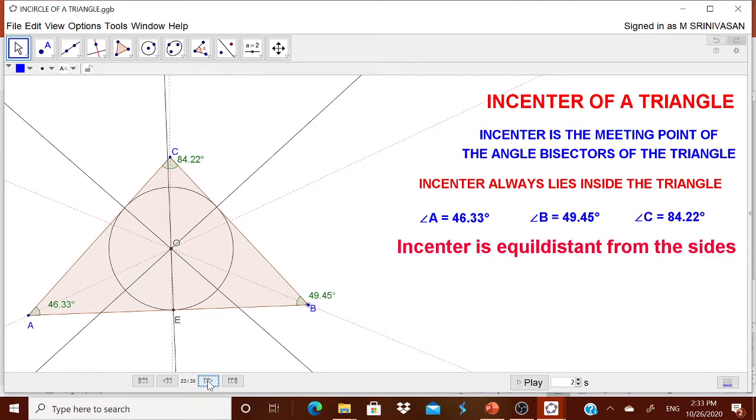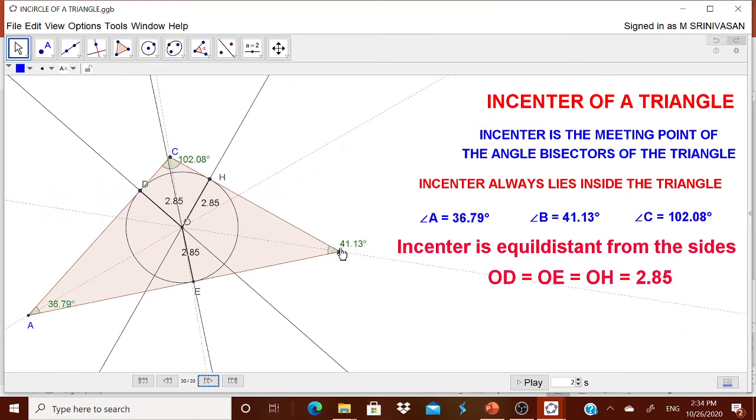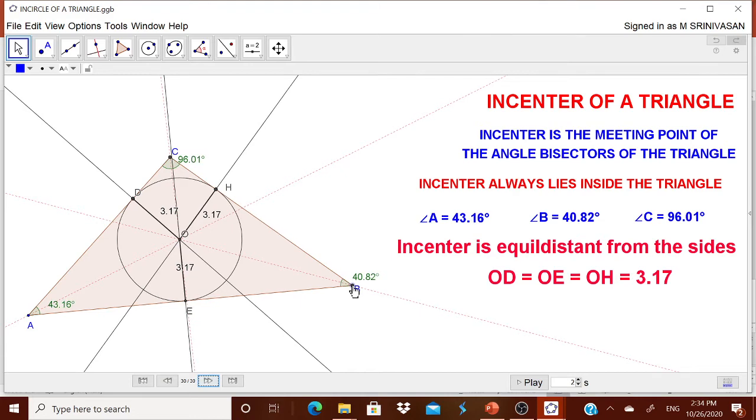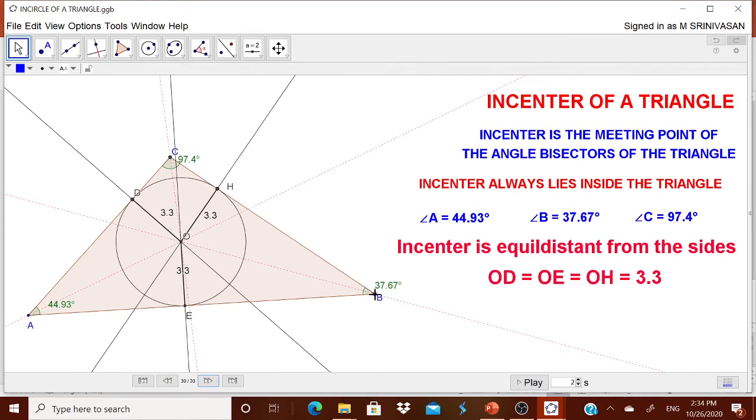Then the next property is that the in-center is equidistant from the sides. We will tell them that these are the lengths, therefore these are the sides. OD, OE and OH are the distances of the in-center from the sides. We can ask them to verify whether it is always equal. 3.42, 2.78, 3.51, 2.7, 3.17, 3.29, like that.